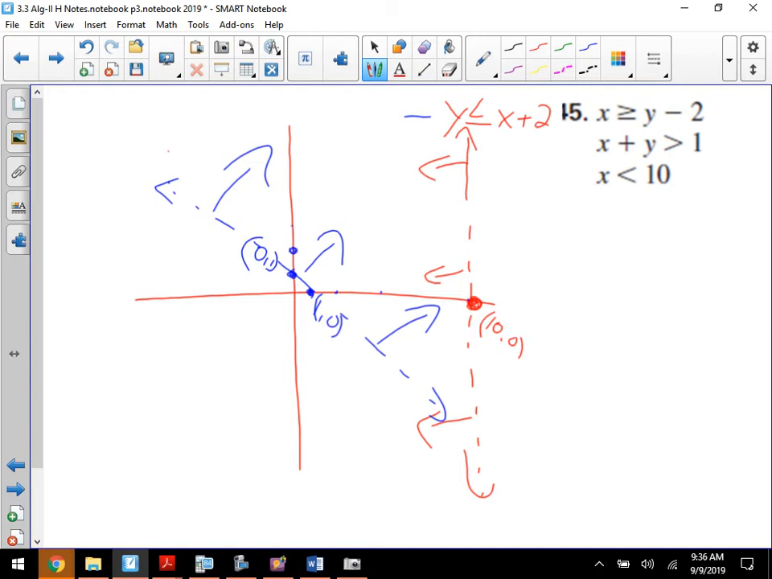So I go up 1 over 1, so it should be here. I'm just kind of scaling it through. And then this one would be solid. Okay? Did that one go through the origin? No. What's 0 plus 2? Is 0 smaller than 2? Yes, so you shade down.